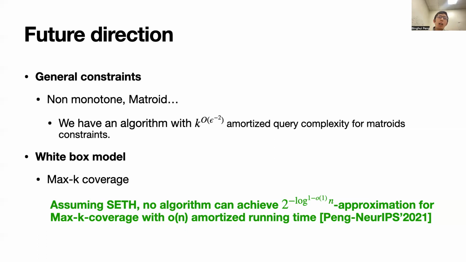For example, in the max k coverage problem, it's actually a white box model. You can directly count the amortized running time instead of query complexity. And actually, I have a follow-up on this and prove that assuming the strong exponential time hypothesis, no algorithm can achieve any constant approximation for max k coverage with little o amortized query, which is in sharp contrast with the query model where you can achieve 1/2 approximation.